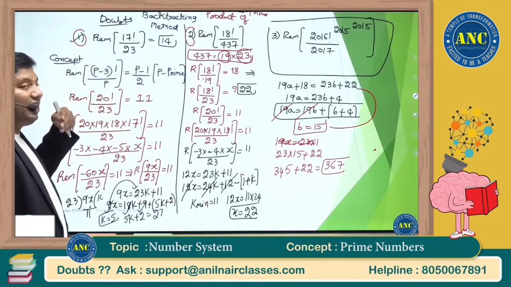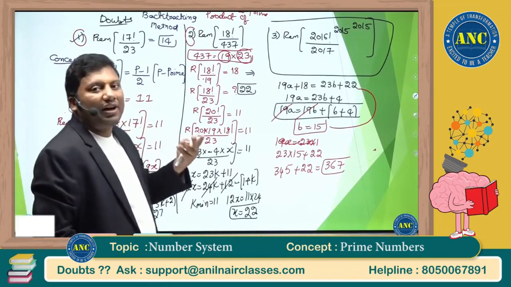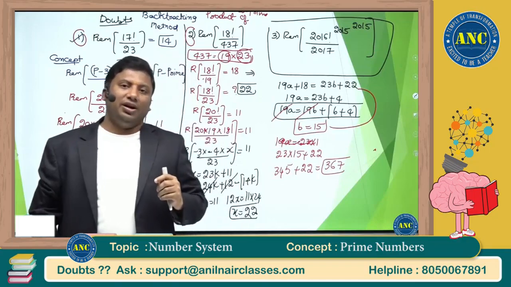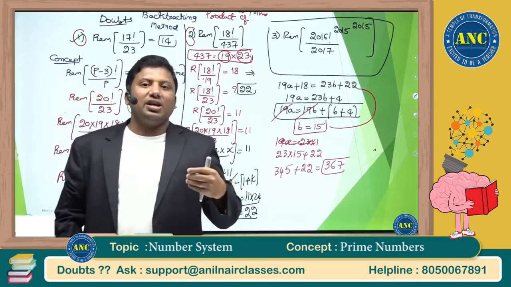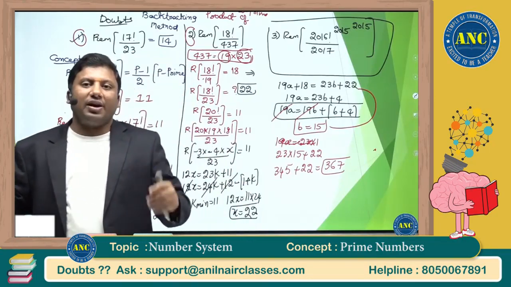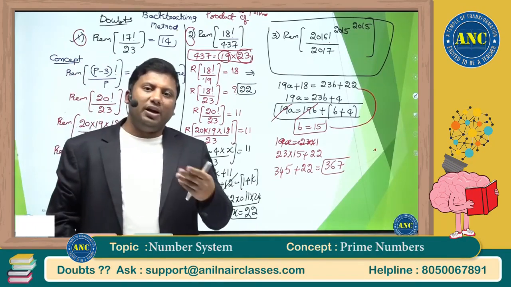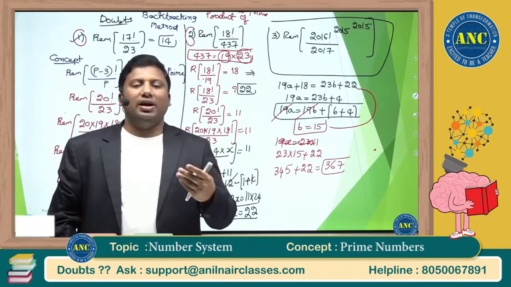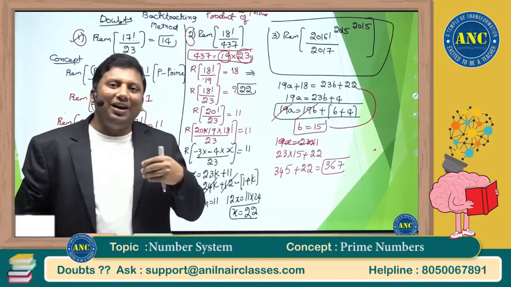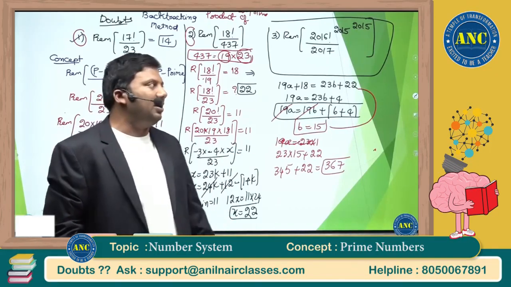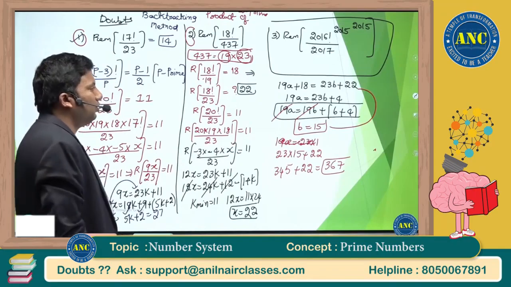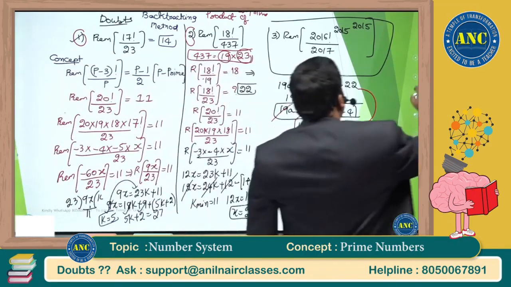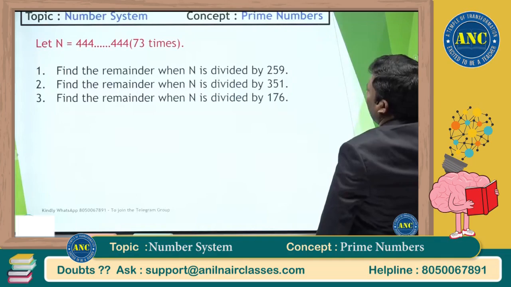What if it is beyond p minus 1 factorial and p minus 2 factorial? In yesterday's class, we discussed p minus 1 factorial divided by p is p minus 1. P minus 2 factorial divided by p is 1. P minus 3 factorial divided by p is p minus 1 by 2. One more question is left. That also we will solve.